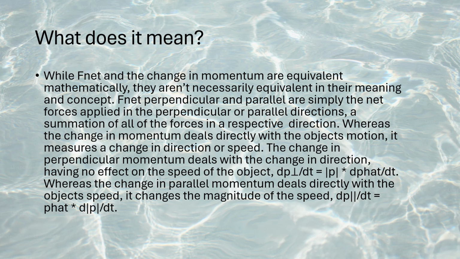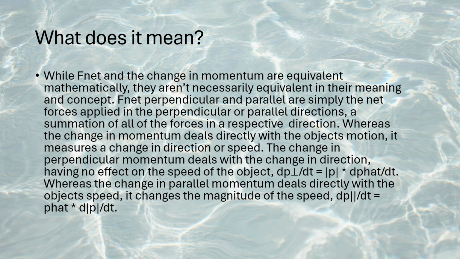While F net and the change in momentum are equivalent mathematically, they aren't necessarily equivalent in their meaning and concept. F net perpendicular and parallel are simply the net forces applied in the perpendicular or parallel directions, a summation of all the forces in a respective direction. Whereas the change in momentum deals directly with the object's motion. It measures a change in direction or speed.